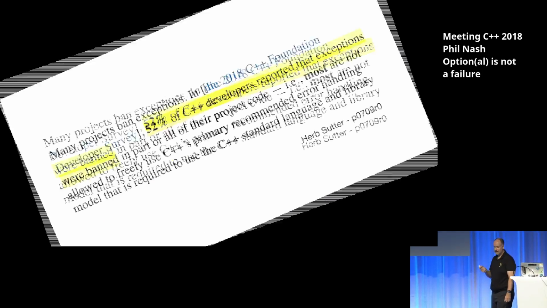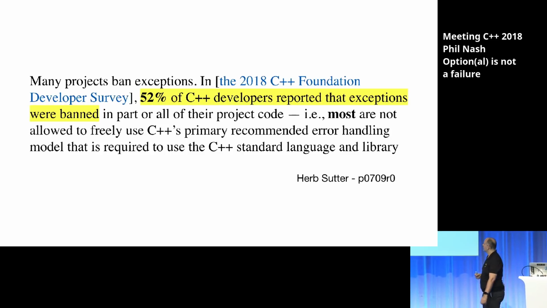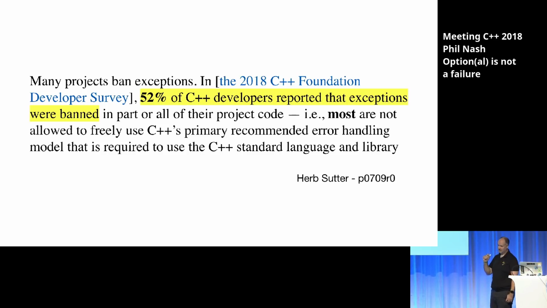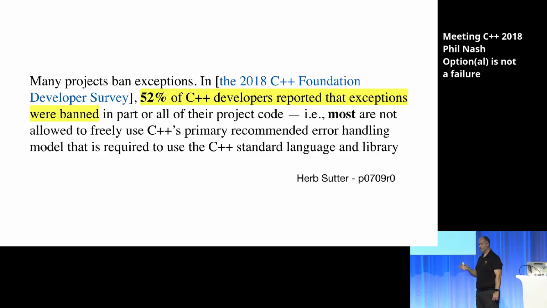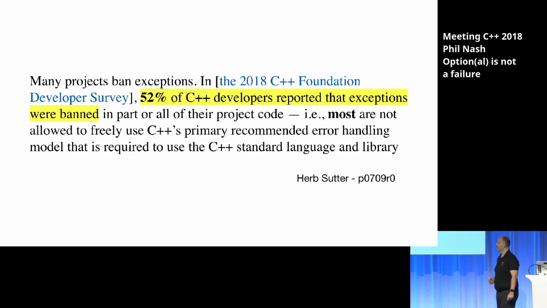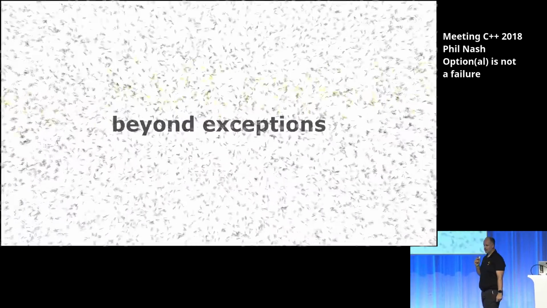In fact, in the 2018 C++ Foundation Developer Survey, 52% of C++ developers reported that exceptions were banned in all or part of their project code. I.e., most are not allowed to freely use C++'s primary recommended error handling model that's required to use the C++ standard language and library. That's a really serious conclusion, made by Herb Sutter in a paper that we're going to talk about a bit more later. More than half of all C++ developers can't use the primary error handling mechanism in C++. There's definitely a case to be made for going beyond exceptions.